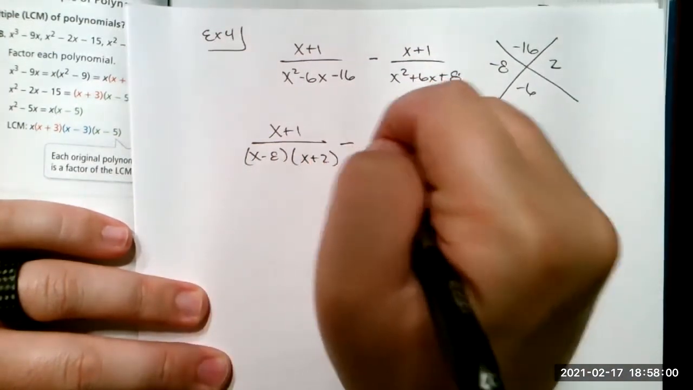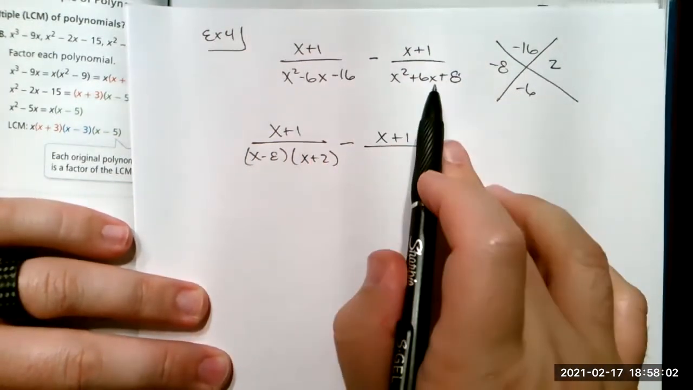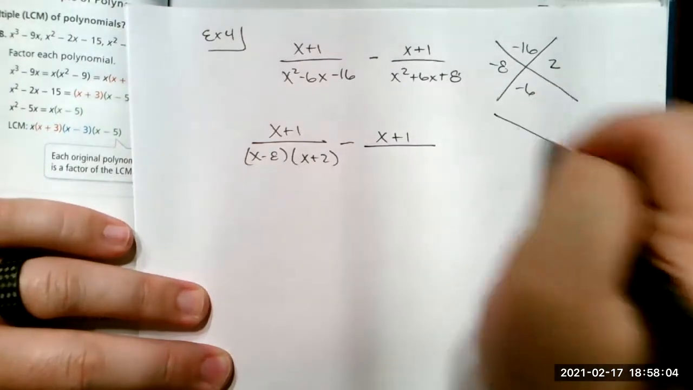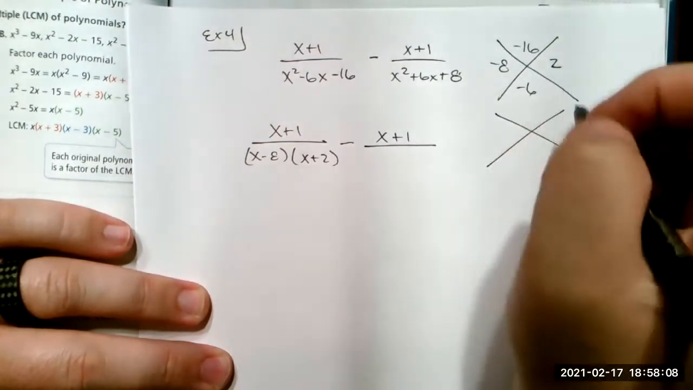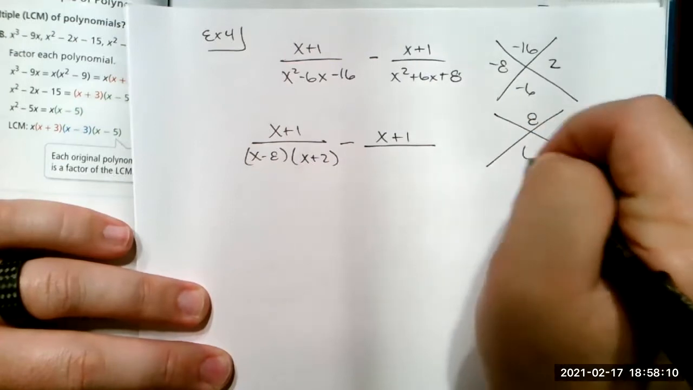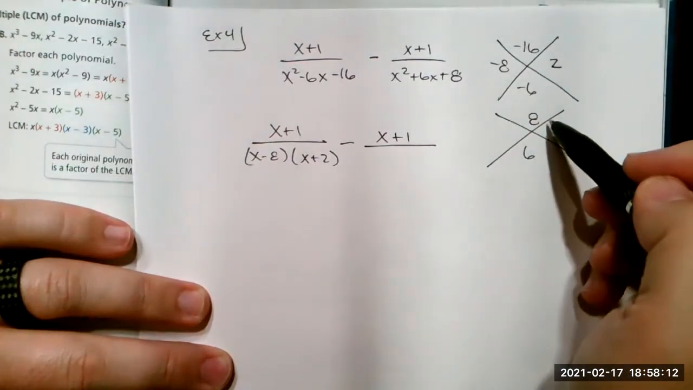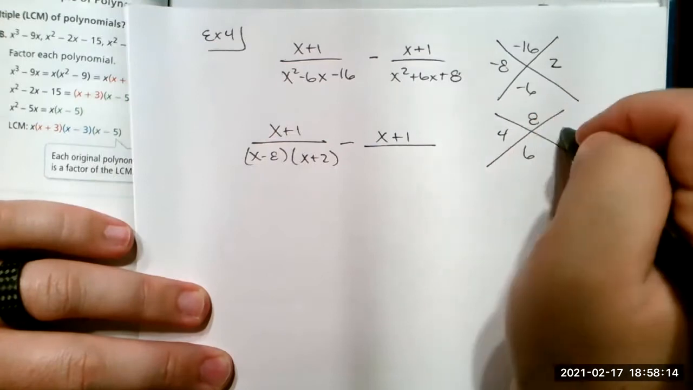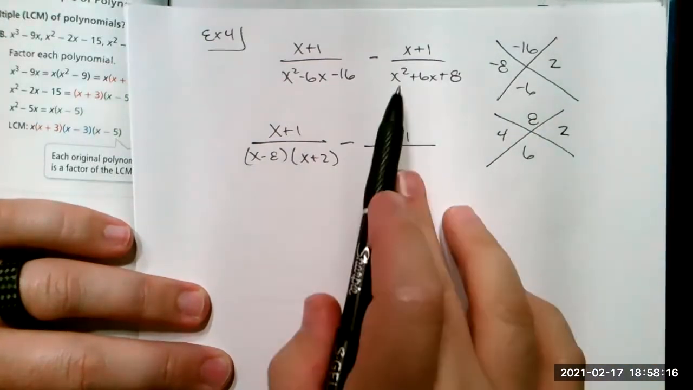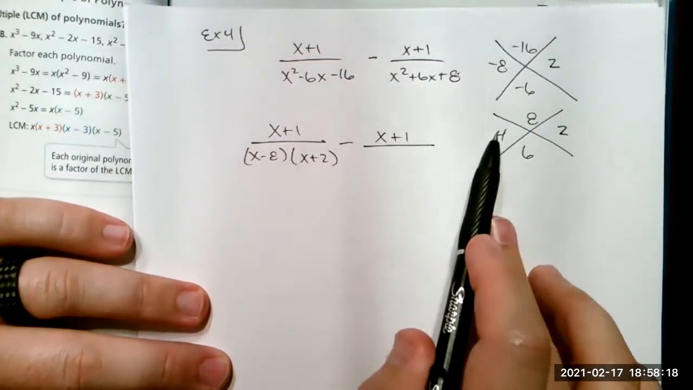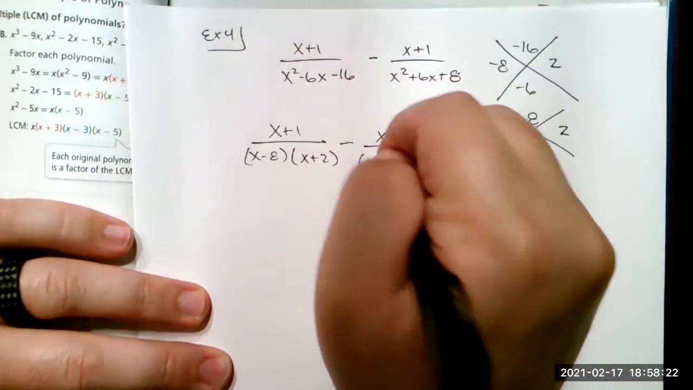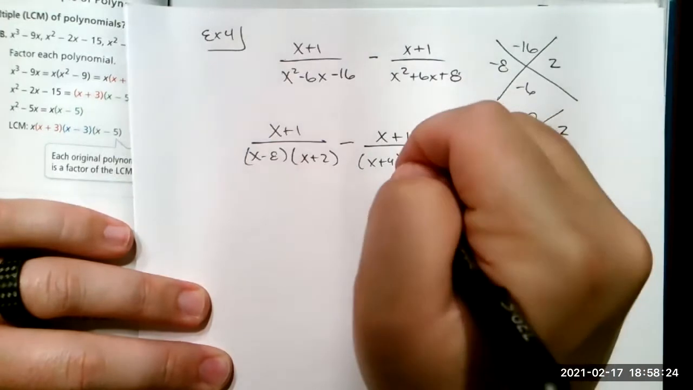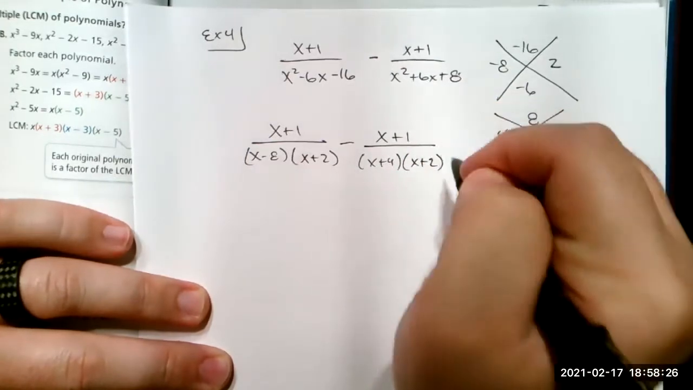Second fraction, still have an x plus 1 up top. And now I'm going to factor that denominator. So A is 1, B is 6, C is 8. So AC at the top, B down below. Two numbers that multiply to 8 and add to 6 are 4 and 2. A is still 1, so if I divide by 1, nothing changes. So that's a positive 4, so it's x plus 4. That's a positive 2, so it's x plus 2.